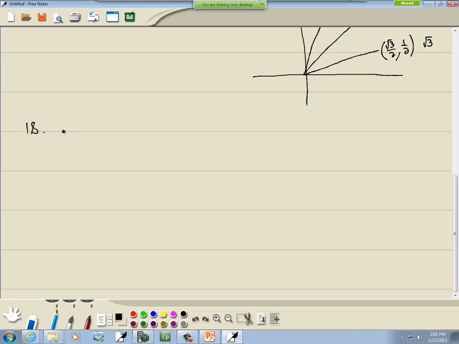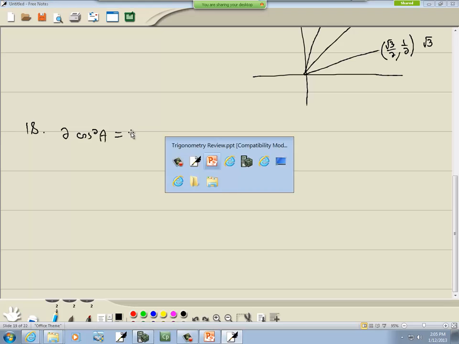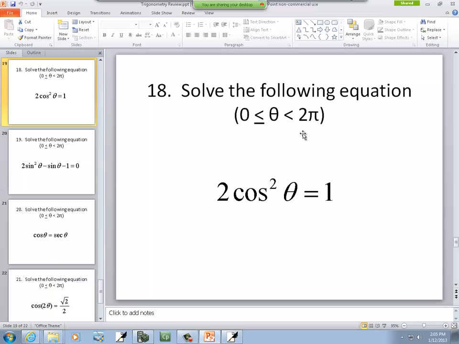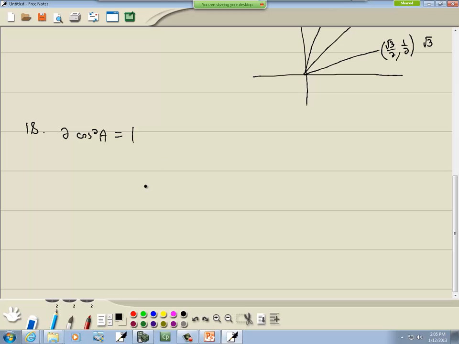Okay, so we got 2 cosine squared equals 1. This is again in our unit circle. Well, we want to get the cosine squared by itself, so I divide both sides by 2. And from college algebra, we had the square root property. It says that if you have something squared equal the other side, you drop your squared, and we'll put a plus or minus square root around the other side.